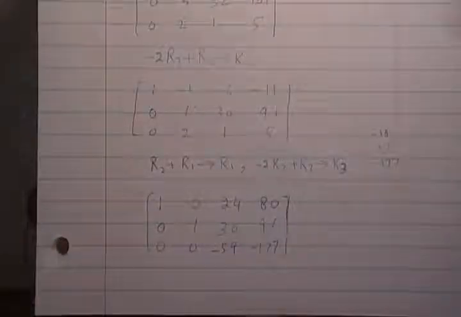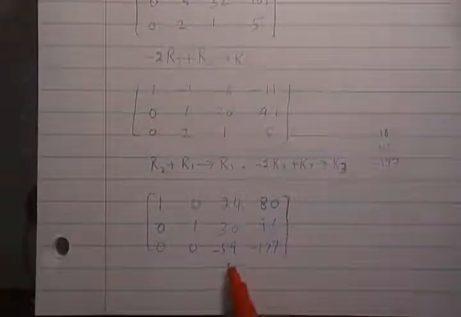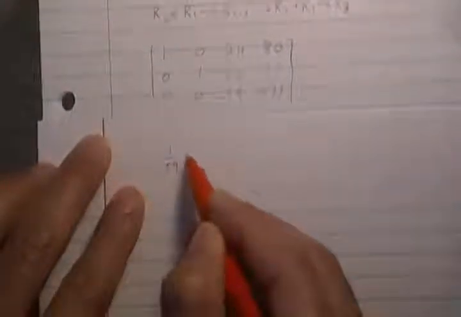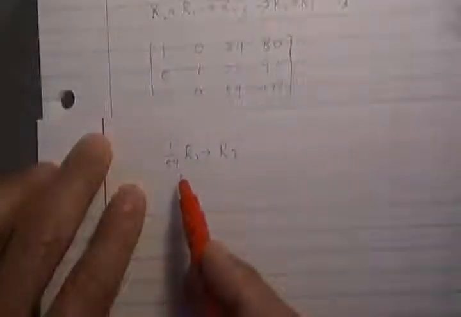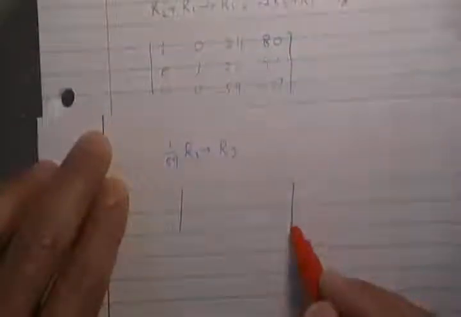Okay, we reach there. Next we have to make this 1 and this 0 and this 0. To make this 1, we can divide the third row by negative 59. So I would write it this way: negative 1 by 59 times row 3 is new row 3. Dividing by negative 59 is the same as multiplying by negative 1 over 59. So this matrix would then look like this one.